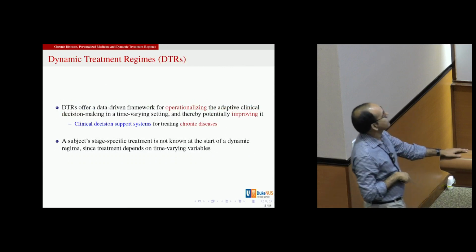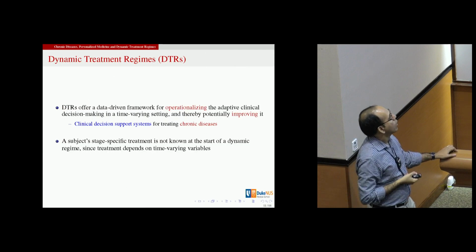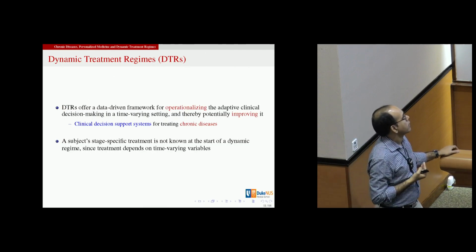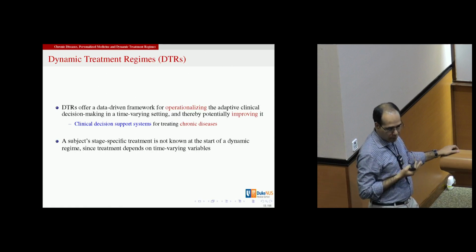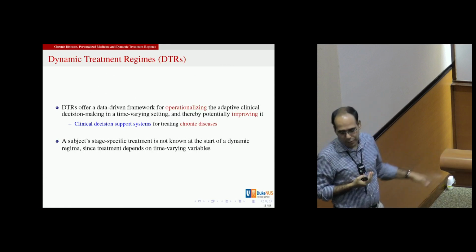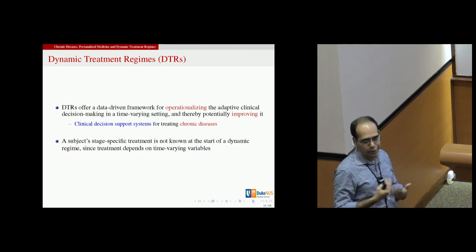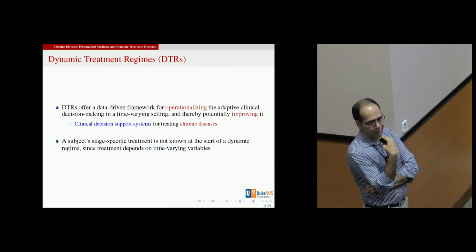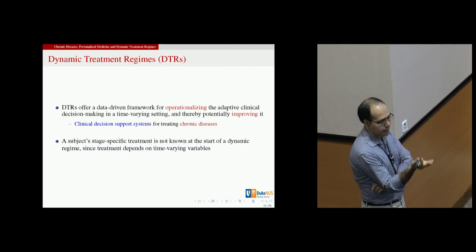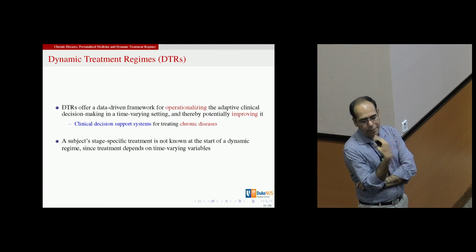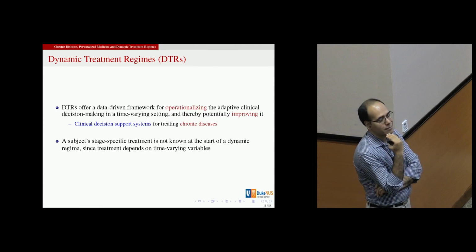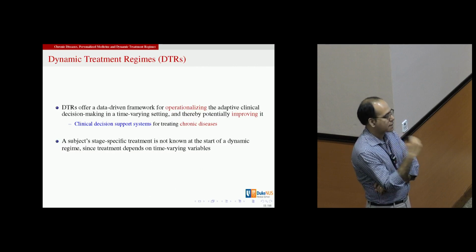So these DTRs offer a data-driven framework for operationalizing adaptive clinical decision-making in a time-varying setting. This is very common, right? Clinicians in chronic disease management have all along been treating patients like that. They collect people's feedback, how they are doing, how things have progressed, and based on that, they have been adjusting the treatment. So that's not new. That concept is real, and it has been practiced for a long time.